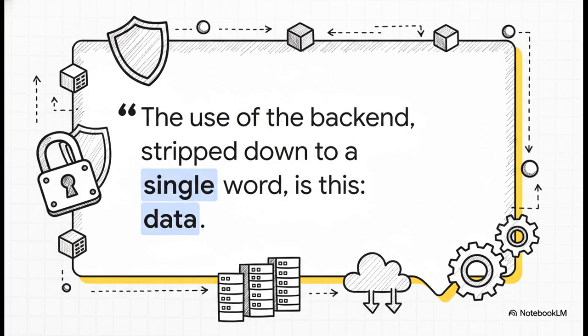You know, it's funny, if you really boil it all down, if you strip away all that complexity, the backend's entire reason for being comes down to just one word: data. It's all about getting data, processing data, and storing data safely. The backend is the ultimate guardian of information.